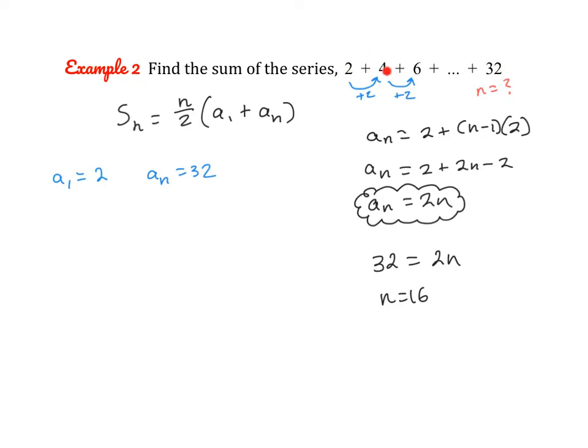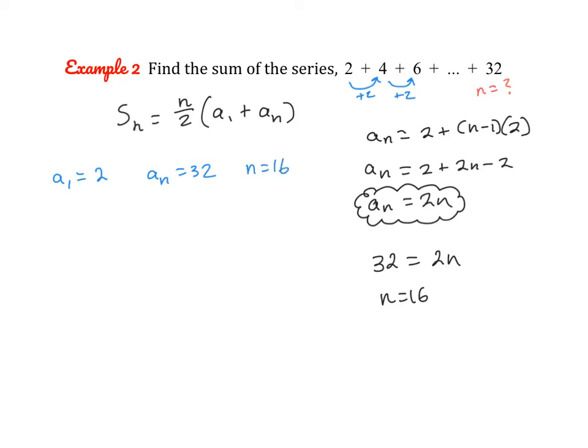We could just continue the pattern until we get to 32 and then count, but I think it's actually a little easier to make the explicit rule, and then we substitute the term with a sub n to figure out its relative position in line. So again, n equals 16.